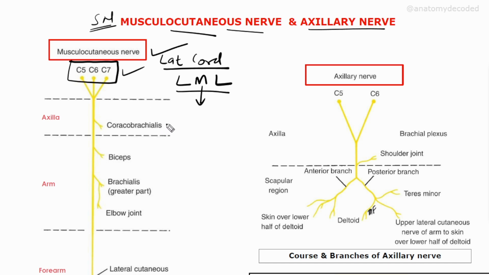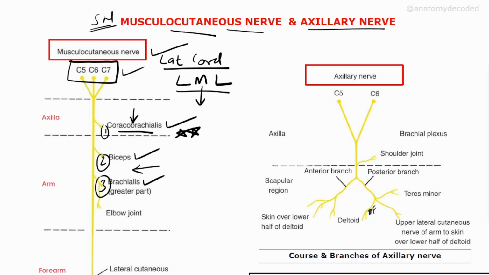Then in the axilla, it gives a branch to the coracobrachialis muscle. It's a very important muscle to remember, because for identification of branches of the brachial plexus, this is the first branch that you can identify by looking at the muscle, and the nerve piercing this muscle is the musculocutaneous nerve. Then in the arm, it supplies the two other muscles of the anterior compartment of the arm, the biceps brachii and the brachialis. These are the three muscles in the anterior compartment of the arm, and all three are supplied by the musculocutaneous nerve. In the arm, it lies between these two muscles: deep to the biceps muscle and anterior to the brachialis muscle.